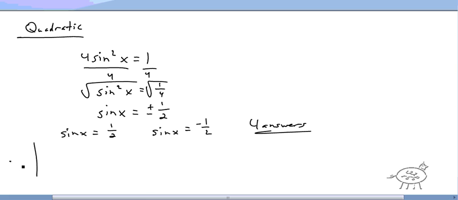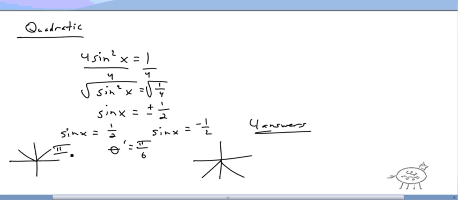So if I look at the first one, where's sine positive? Well, again, all students take calculus. So sine's positive there and there. And where's sine negative? Sine is negative in these 2 quadrants. So the key here is you get a reference angle, which is going to be the same for both of them. And so your reference angle is pi over 6. So that means this one's going to be pi over 6. This one's going to be pi minus pi over 6, which is 5 pi over 6.